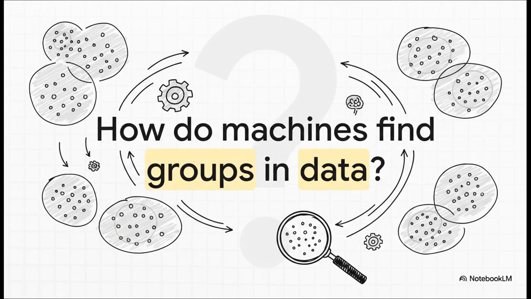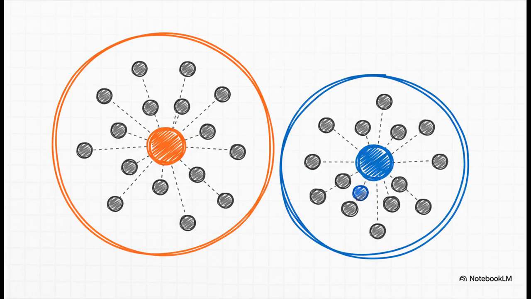So let's start with a really basic question. When a machine sees a whole mess of data points, how does it even begin to figure out which ones belong together? How does it find those natural groups, or what we call clusters? Well, a super common way to do this, used by famous algorithms like k-means, is to try and find the center of each group.